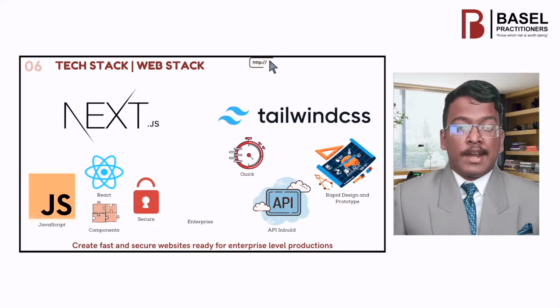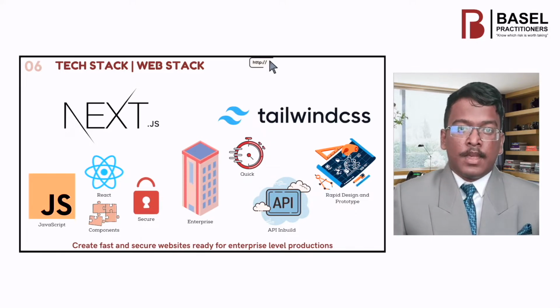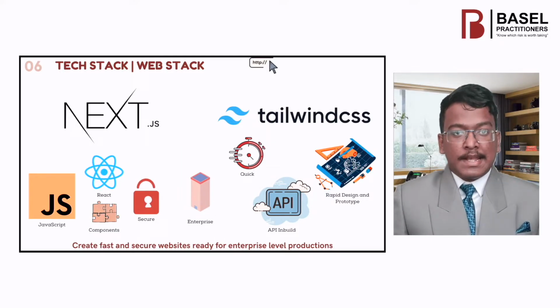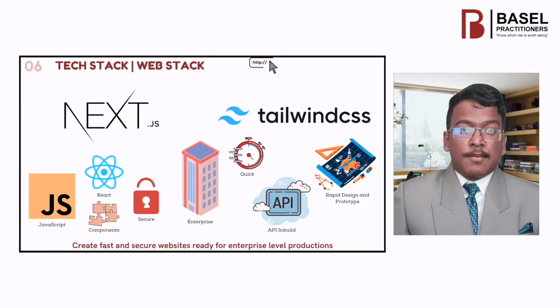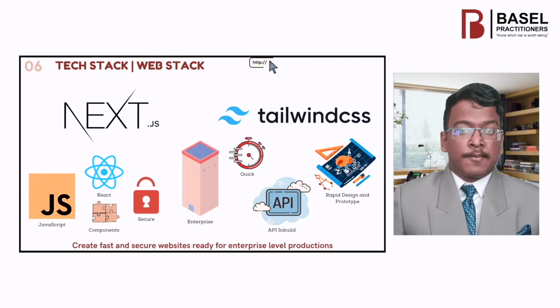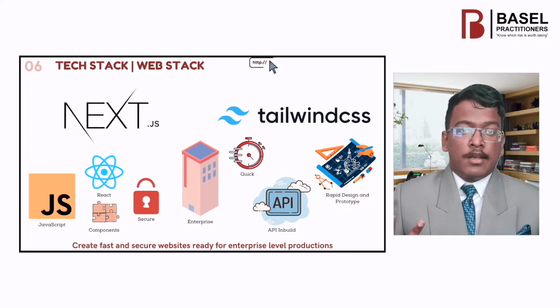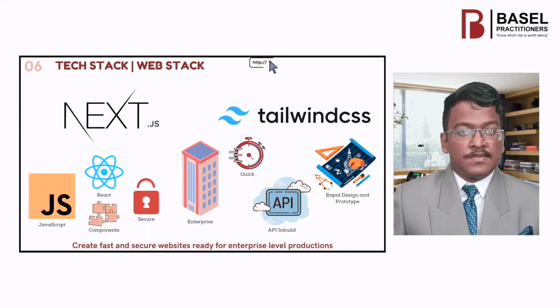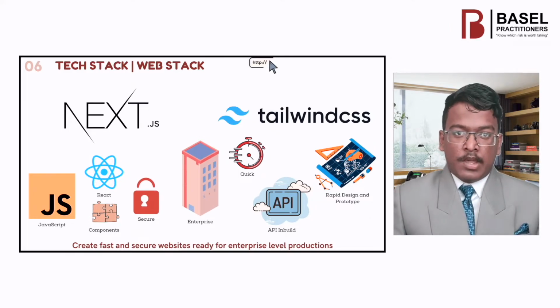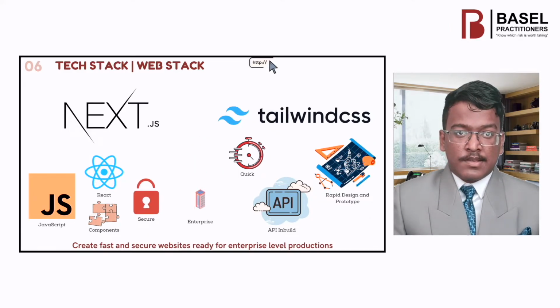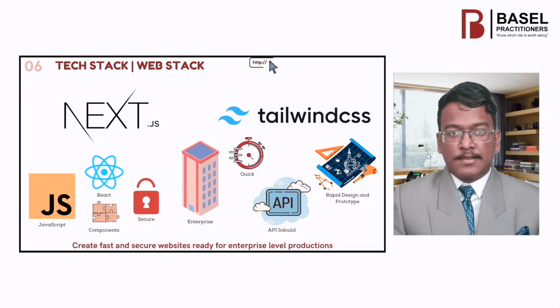Now let's have a look at our tech stack for a web application. Our web application is powered by next.js, which is a React-based JavaScript framework known for its speed, security, enterprise friendliness, and its inbuilt APIs, which is very important knowing our architecture. Along with this, we also use Tailwind CSS to rapidly prototype our designs.